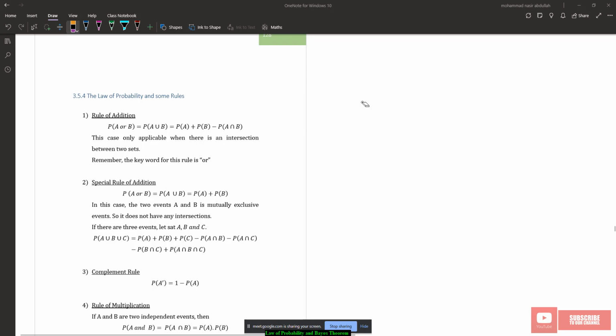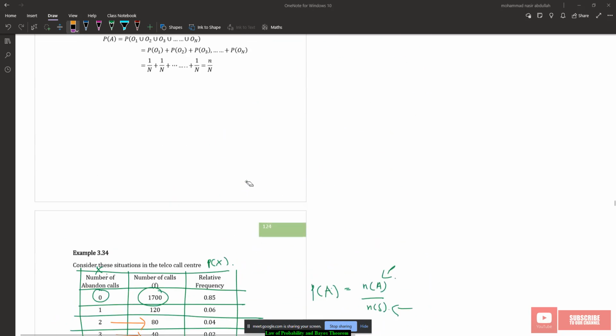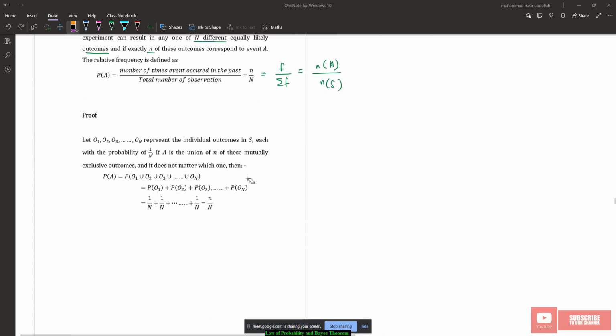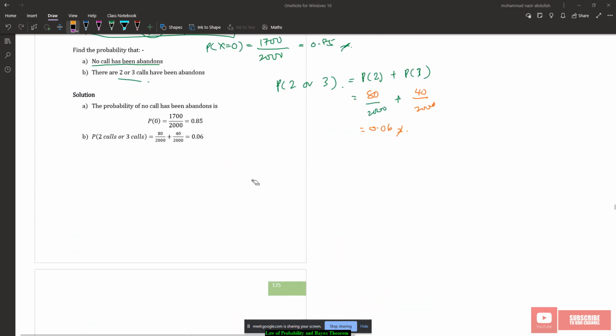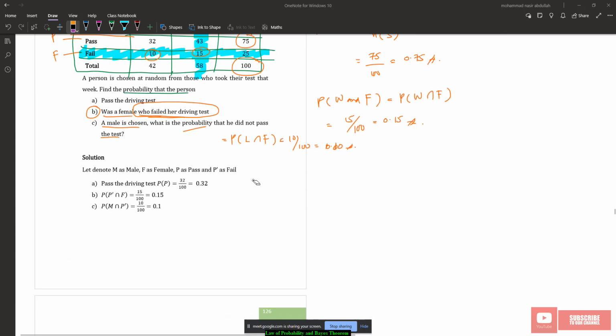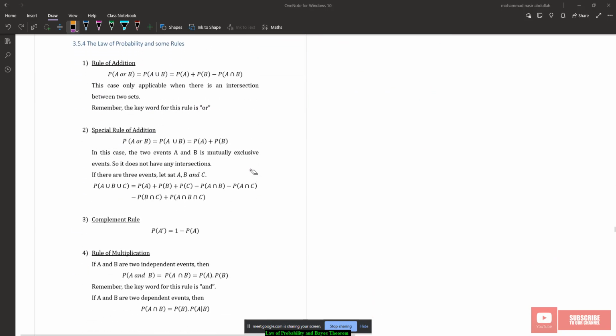So today we're going to continue on our syllabus, chapter 3, Introduction to Probability. Last class we already looked at the counting rule, and then we looked at the basic fundamental concept of probability, where the number of event A is divided by the total possible outcomes or sample space. Today we're going to look into the laws of probability and some rules.